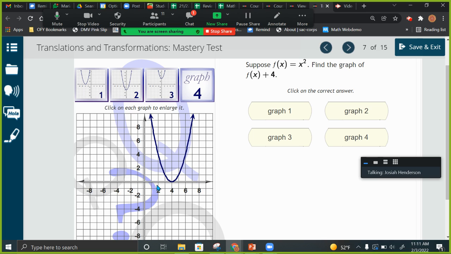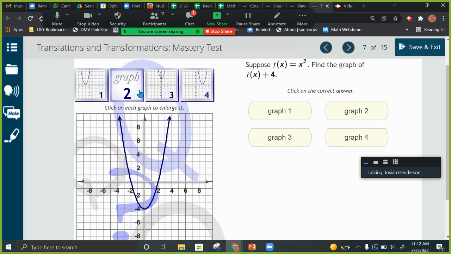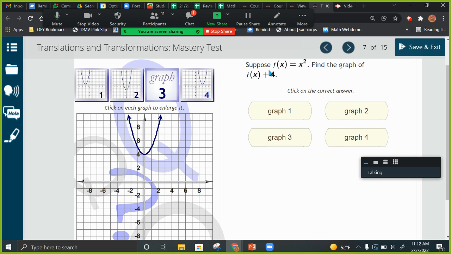And graph 4 is also a horizontal. They shifted it right 4. So we can knock those out. We're not going to choose 1 or 4. It has to be 2 or 3. So graph 2, it looks like it went down 4. 3, it went up 4. Here's the other thing we have to remember. Vertical translations, we do them at face value. We do them how they look on the equation. So f of x plus 4, we're going to literally move it up 4 units.